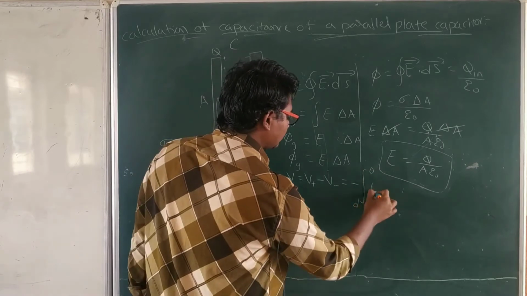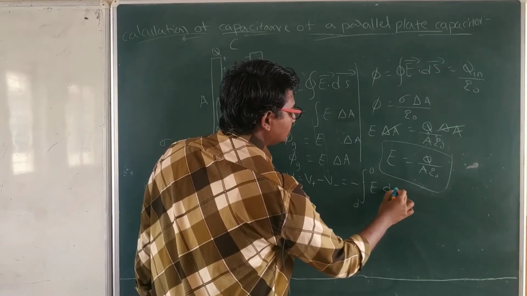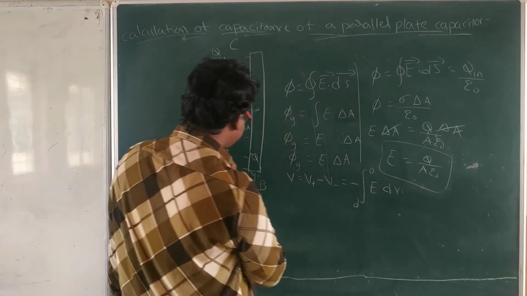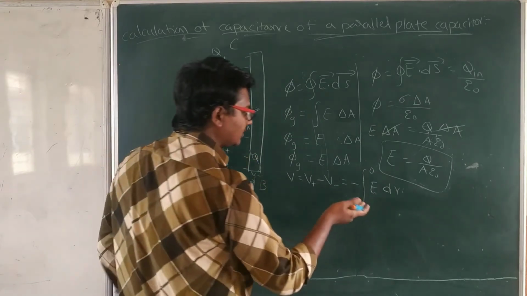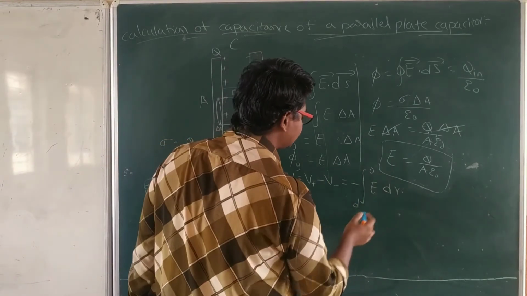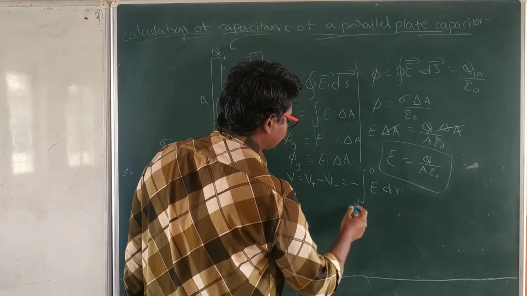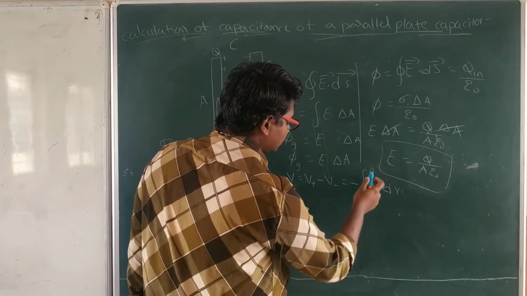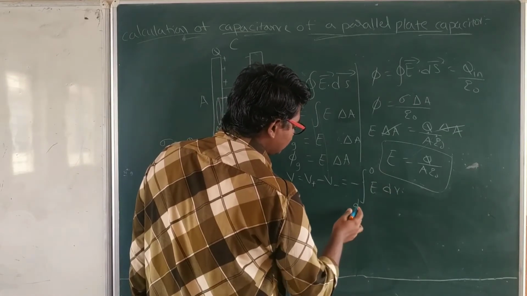Fine. Now E into dr, where r represents the distance between the plates. Changing the distance between the plates, integral E bar dot dr bar. And the dr's minimum limit is 0, maximum limit is d.